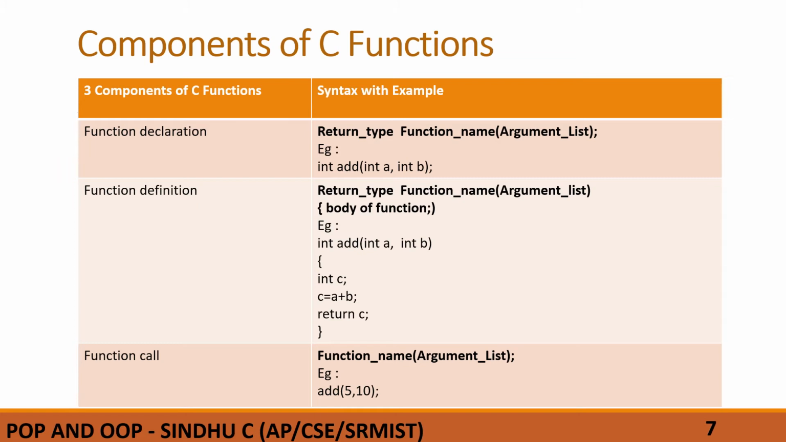You open the curly braces, then you have the body of the function, and then it is terminated with the curly braces. So here the example, int add, int a comma int b. So int a and int b are the parameters passed to the function add, and you have a set of lines: int c is equal to a plus b, return c.